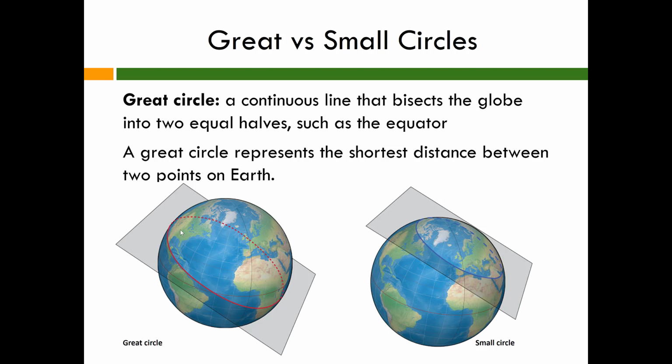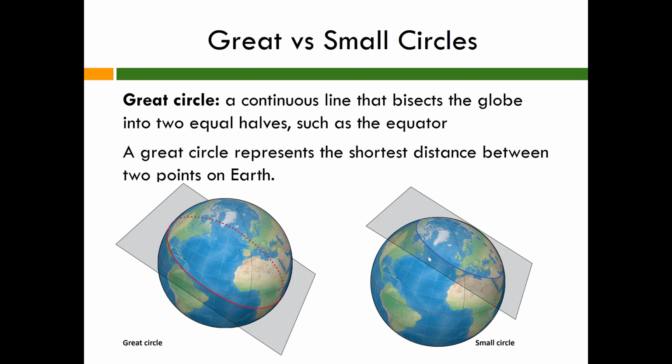But you don't have to just use the equator. You can also cut across the North Pole and South Pole. The vertical one is also a great circle. So as long as you cut the Earth fairly, evenly into two equal halves, then that circle is your great circle.